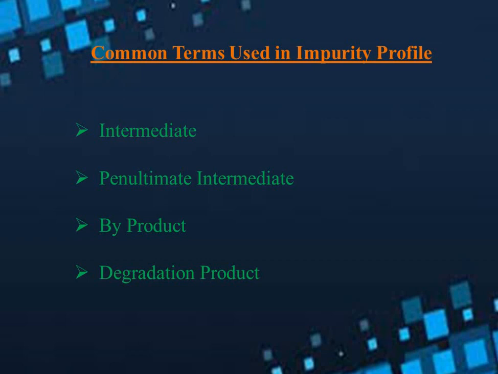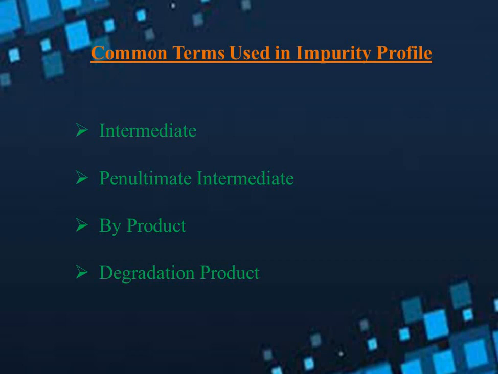Common terms used in impurity profiling. Intermediate: intermediate produced during the synthesis of API. Penultimate intermediate: if we consider our API has n steps, then the n-1 stage product, our intermediate, is called penultimate intermediate. Byproduct. What is byproduct?